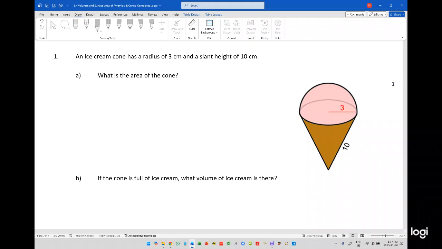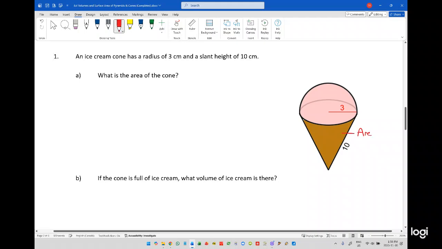So what is the area of the cone? Well, for this purpose, I'm just going to say we're referring to the cone itself, not the cone with the ice cream in it. So we're just trying to figure out what the area is of this piece. All right, in order to do that, I look at my equation, and my equation for the surface area of a cone is pi r squared plus pi RL.